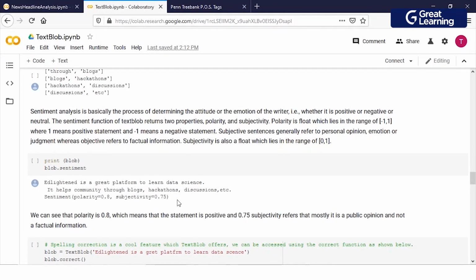Polarity it is very good at doing. Subjectivity I'm not so comfortable with in any of the three packages, because again the way it has been designed at the back end, the algorithm which is being used is not consistent across all three.